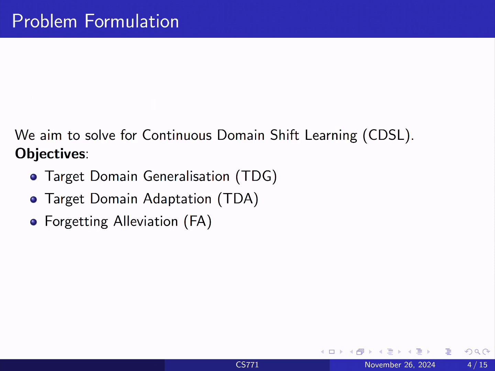First, Target Domain Generalization (TDG), which improves performance on unseen domains. Second, Target Domain Adaptation (TDA), which provides better adaptation through top 2 pseudo-learning, which we will come to. Third, Forgetting Alleviation (FA), which retains performance on older domains via prototype contrastive alignment, which aligns domain representations.